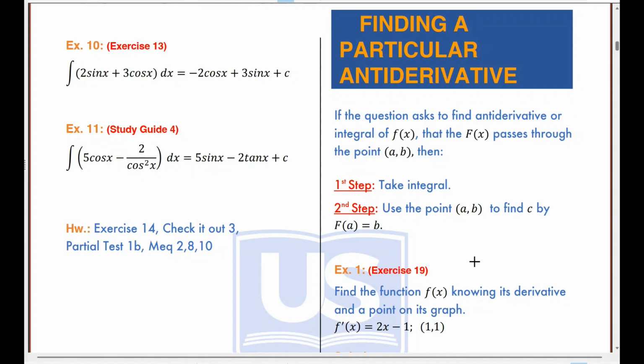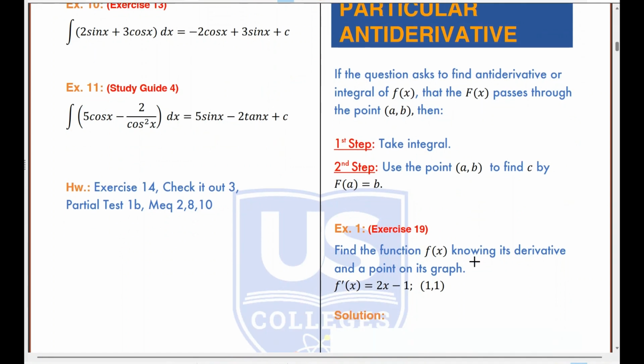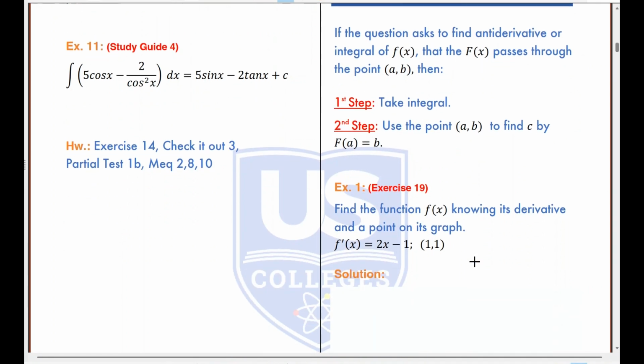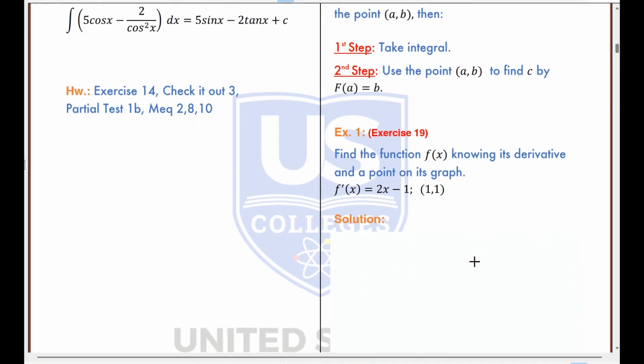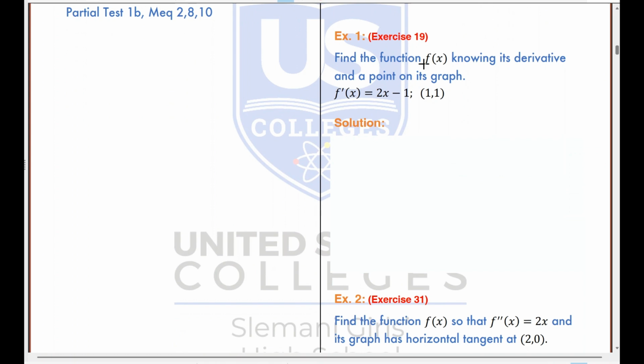Now let's take a look at questions asking about the exact, specific function, the exact specific antiderivative. First thing to do is take an integral, like we did in the previous lesson, and substitute the given point. A point will be given in these types of questions. We will be finding C easily. The first question, exercise 19: find a function knowing its derivative is 2x minus 1 at (1, 1).